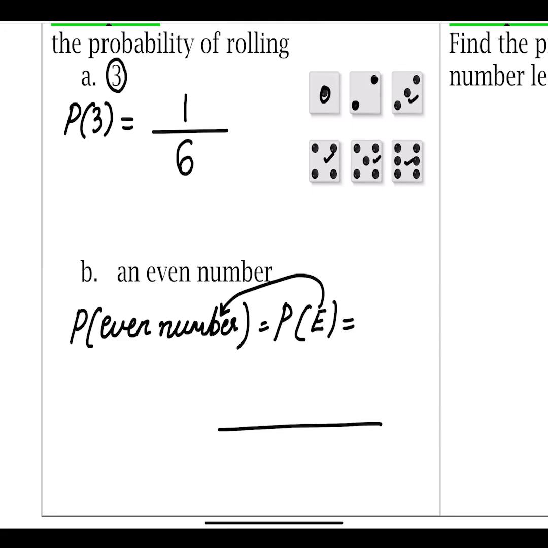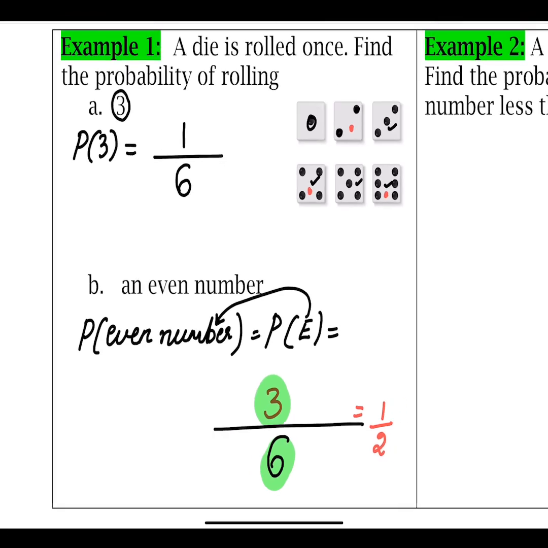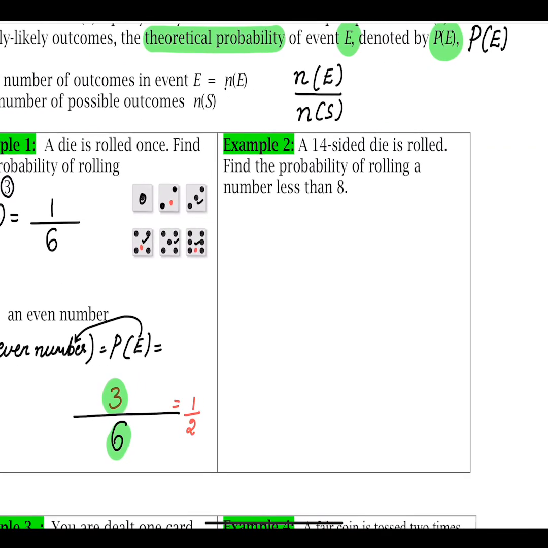So how many possible outcomes do you have? 6. And how many even numbers do you have? 2, 4, and 6. So there are 3 even numbers. 3 over 6, final answer is 1 over 2 is your probability. Okay, so you always start with your sample space. That means what are your possible outcomes? And how many even numbers do you have? Okay? All right. Let's look at the next one.